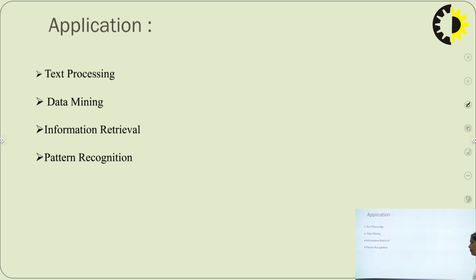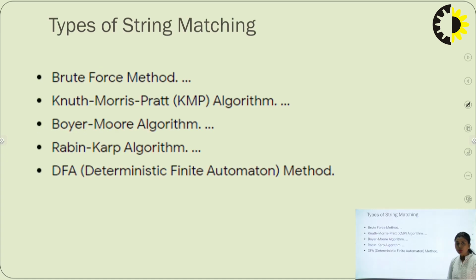So what are the application areas of string matching? In real world applications, text processing, data mining tools, information retrieval, pattern recognition, and many more use string matching. So how many types are there? Some types I am showing on this screen.